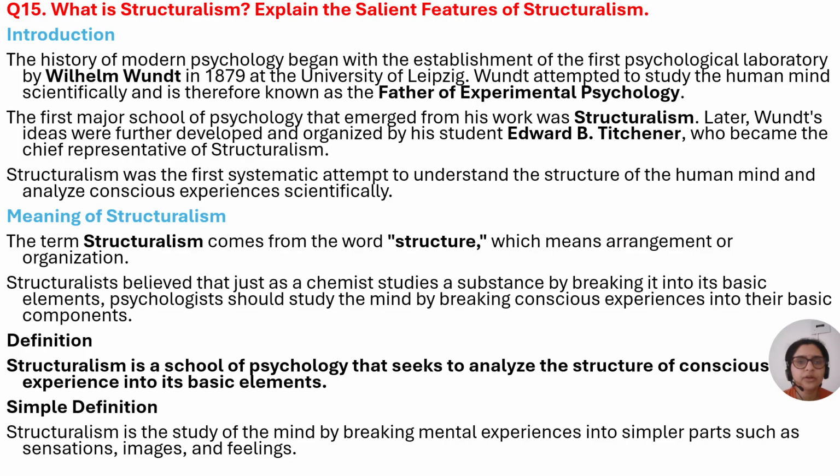You can go through. And the next one is, what is structuralism? Explain the salient features. Okay. Now this William Wundt is the pioneer, or he's called the father of experimental psychology. This is the first school of psychology that was established. This was first started by William Wundt, and it was later developed and organized in a proper way by his student Edward B. Titchener.